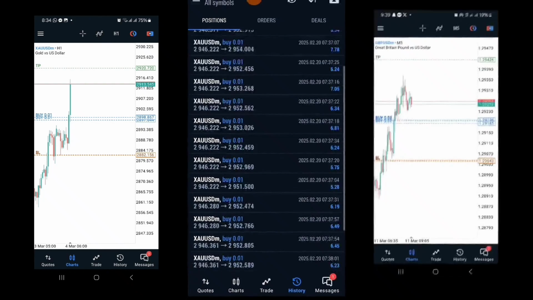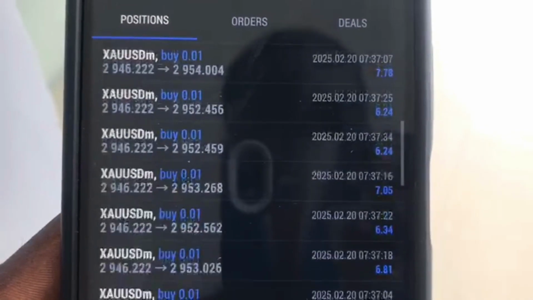For me, I use the pin bar as my trade entry confirmation. All the trades that you are seeing on the screen are trades that I took using the pin bar as my trade entry confirmation. So I'm going to show you how to use the pin bar as a trade entry confirmation to increase your win rate. I'm not going to waste your time.